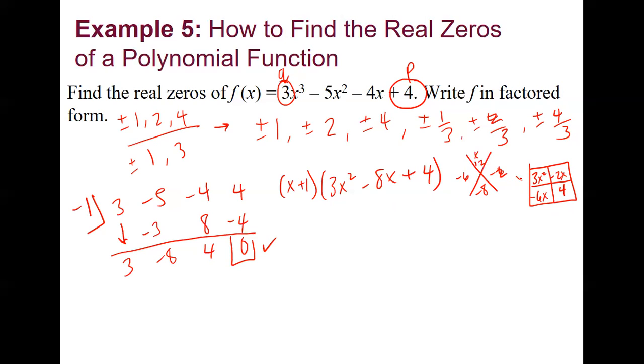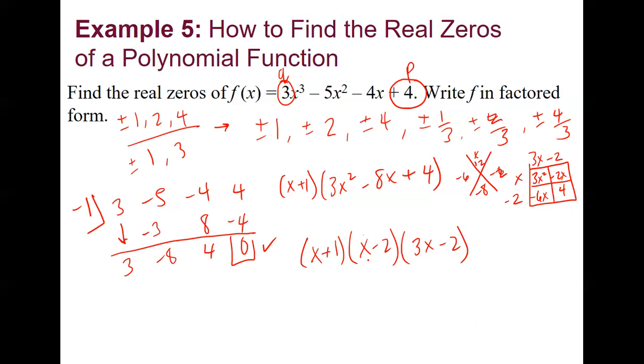Between these two, x. What's the greatest common factor between these two? -2. What's the greatest common factor between these two? 3x. What's the greatest common factor between these two? -2. So your full factor is x plus 1 times x minus 2 times 3x minus 2.